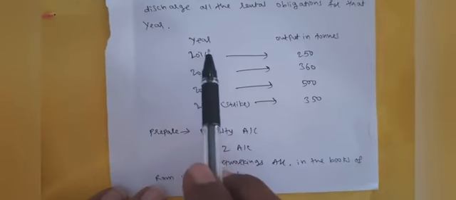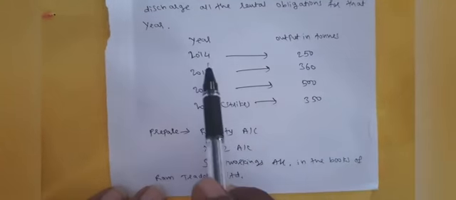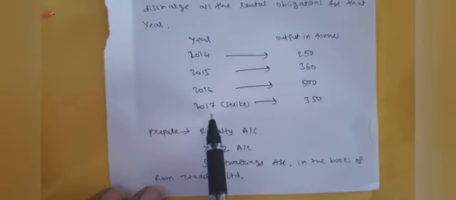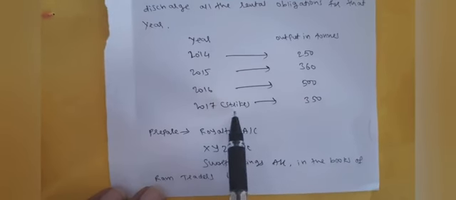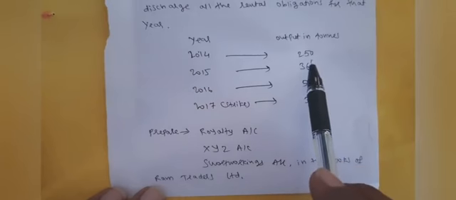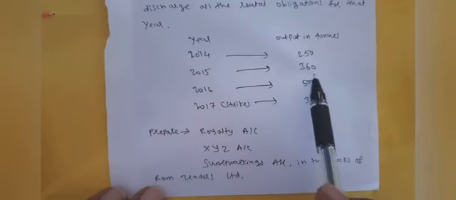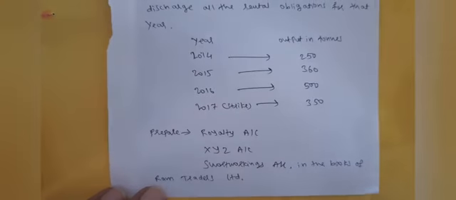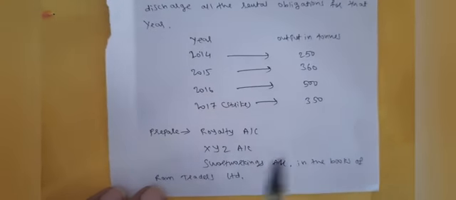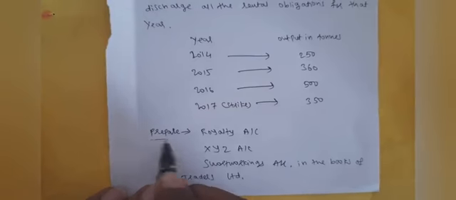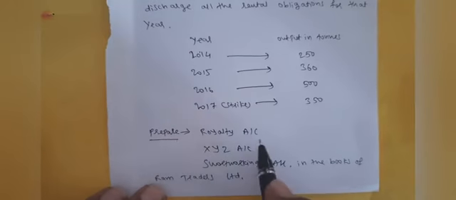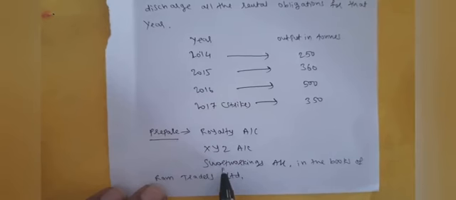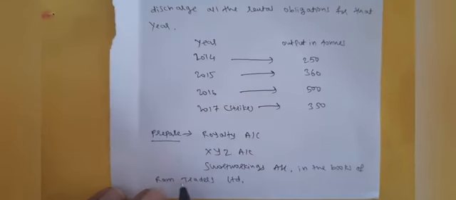So here two columns are there, year and output in tons: 2014, 15, 16 and 17. In 17 there is a strike. And the output which is given in tons: 250 tons, 360 tons, 500 tons, 350 tons. Now here they have asked to prepare royalty account, XYZ account and short workings account in the books of Ram Traders Limited.